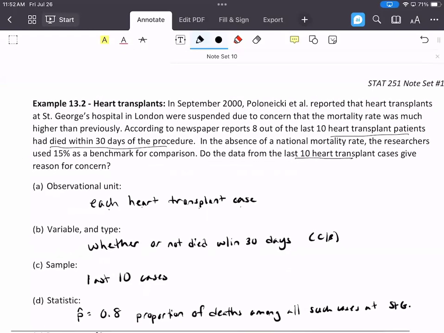In words, what is that? That's the proportion of deaths among all such cases at St. George, okay? Or all such patients. Either way would be fine. Or you could have said the proportion of deaths among all such heart transplant cases at St. George. That would work very well too. So there's not an exact way. We just want to give as much information as we can that we know.